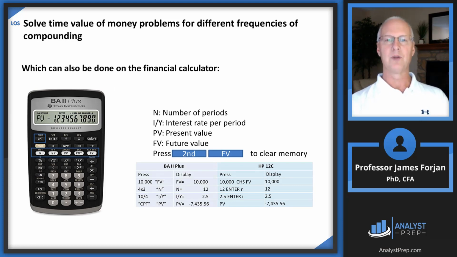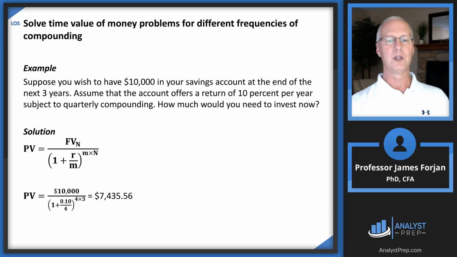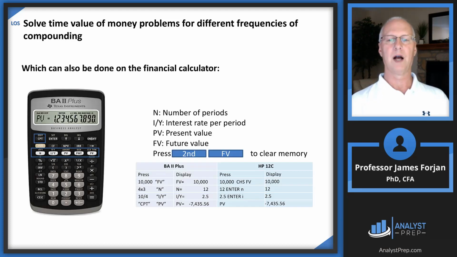I will allow you to pause the video to make certain that you can compute that 7,435. So in the previous slide, using the formula, we got 7,435. And here, using both calculators, we get 7,435.